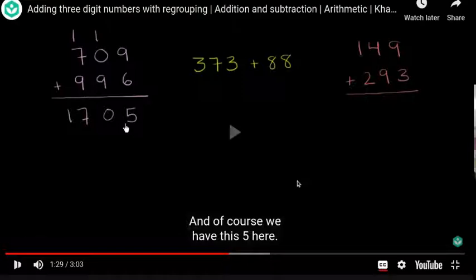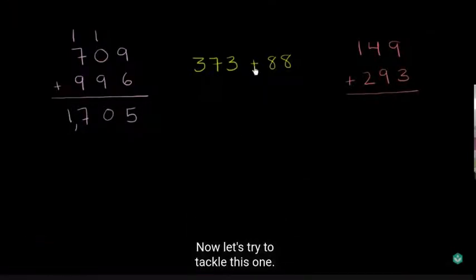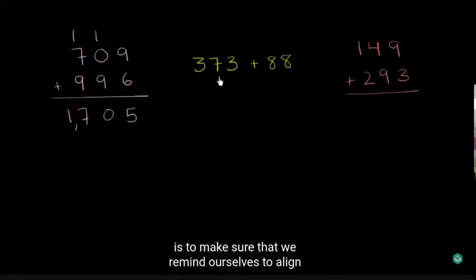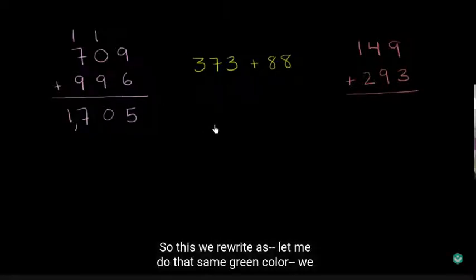Maybe. This 5 here. There he is. And we are done. Now let's try to tackle this one. The reason why I wrote it that way is to make sure that we remind ourselves to align the proper places under the appropriate places. So this one we can rewrite as 300 and, let me do that same green color.